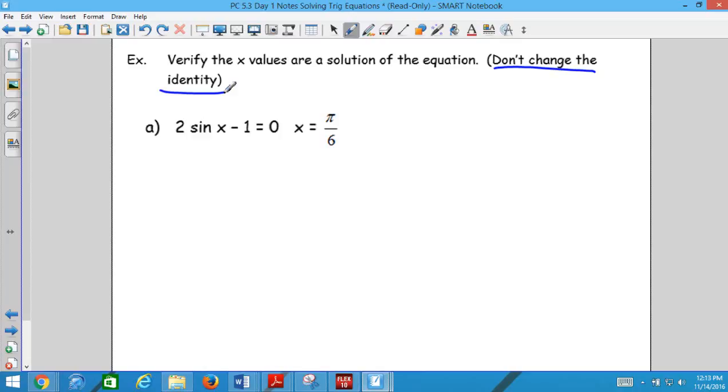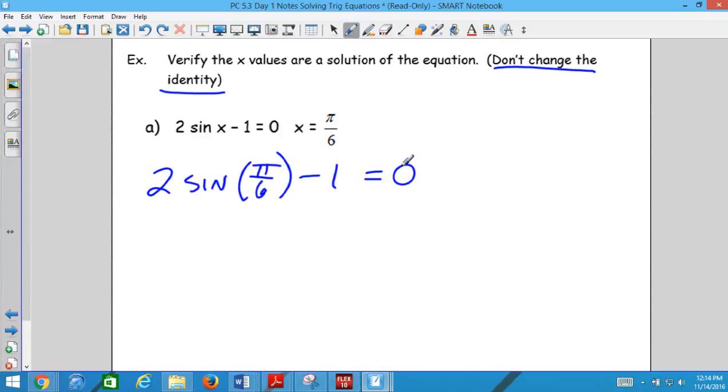We're just going to plug in pi over 6 like this. 2 sine pi over 6 minus 1 equals 0. And then every step that we do, we're going to leave it equal 0 and just show this left side. We're doing what we were doing last week with the identities: keeping the right side the same and making the left side look like 0.